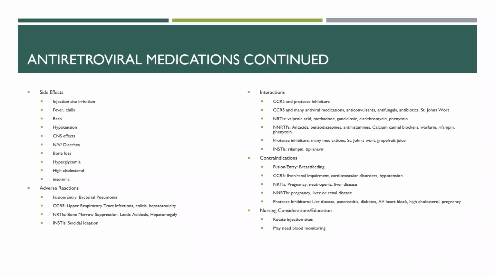As far as side effects of these antiretroviral medications go, it can cause injection site irritation, fever and chills, rashes, hypotension, CNS effects, nausea, vomiting, and diarrhea, bone loss, hyperglycemia, high cholesterol, and insomnia. For our adverse reactions of the fusion and entry antiviral medications, it can cause bacterial pneumonia. For our CCR5s, it can cause upper respiratory tract infections, colitis, and hepatotoxicity. Our NRTIs can cause bone marrow suppression, lactic acidosis, and hepatomegaly.